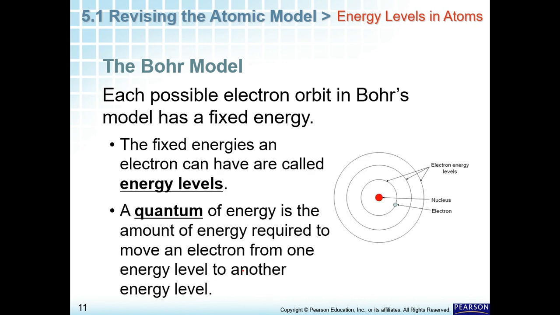Now, while electrons are in energy levels, they're not stuck in those energy levels. In fact, if you have something called a quantum of energy, this is the amount of energy required to move an electron from one energy level to another. Electrons can actually move up to a different energy level. It's kind of like you being on a couch. If you gain energy, you're able to move off of the couch to another location.